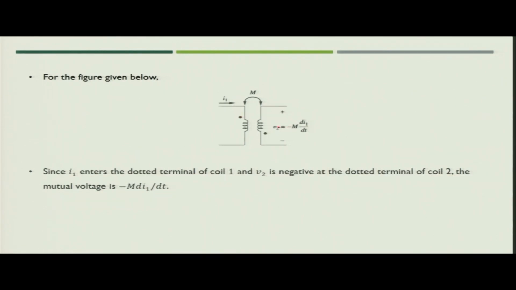Now, in this case, I1 is entering the dotted terminal of coil 1, but V2 is negative at the dotted terminal of coil 2, because the polarity of V2 is opposite, the dotted terminal is having the negative. So, the mutual voltage will be minus M dI1 by dt.